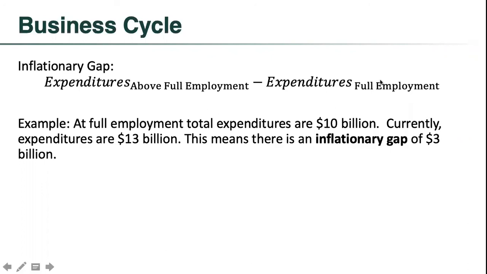We get those from the equations. Are you talking about how we get this number? Like, how did I get this 3 billion? I know that this is full employment, 10 billion, and I know we're currently at 13 billion. So the expenditures above full employment is 13, and full employment is 10. So 13 minus 10, that's how I got that 3.